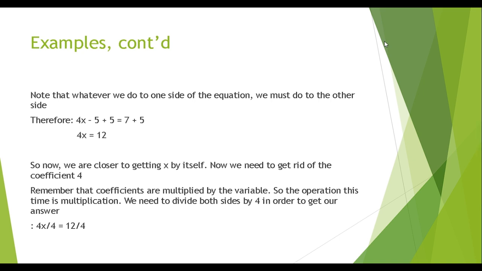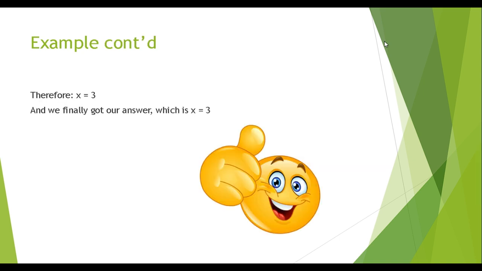And why do we do both sides? Because in an equation, we need to ensure that everything is balanced. So what you do to one side needs to happen to the other side. Therefore, what is our answer? Our answer is x equal 3, because 12 divided by 4 equals 3.